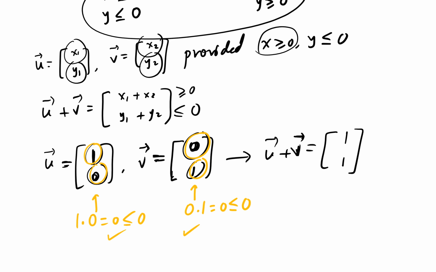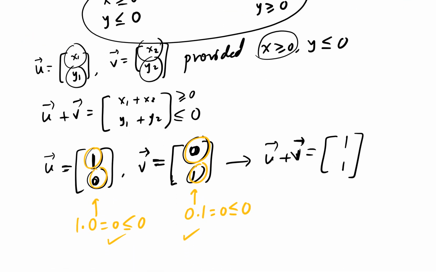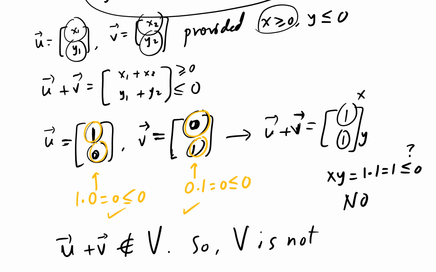So when we added them together, we get 1, 1. Does 1, 1 work? No. If you take this as the new x and this as the new y, and multiply x by y, 1 times 1, you get 1. Is this less than or equal to 0? The answer is no. So that means u plus v is not in the vector space V. So we say V is not a vector space.